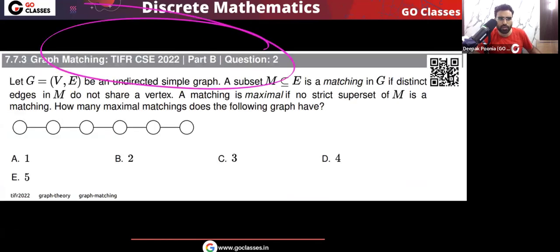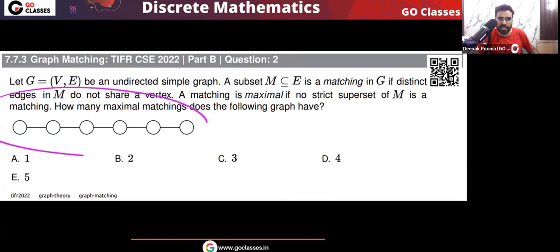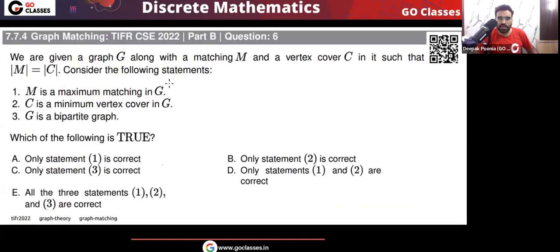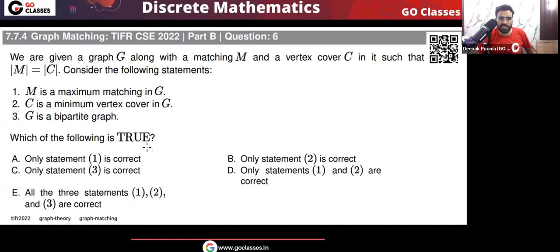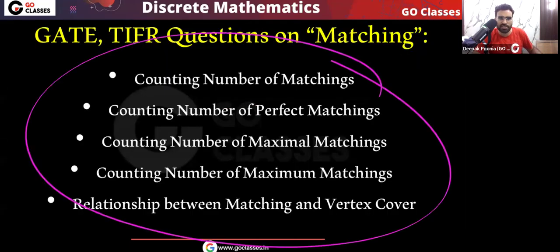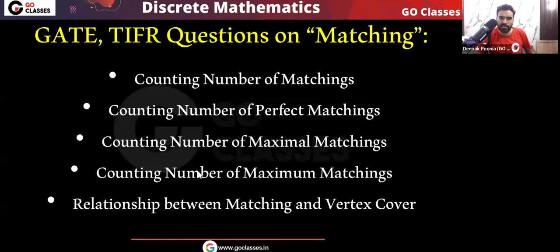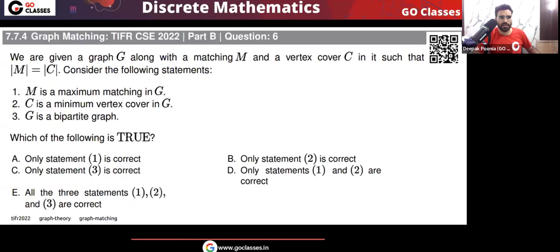You can see this is a TIFR 2022 question where they are asking to count the number of maximal matchings in a path graph. Also, this is a TIFR 2022 question which is related to the relationship between vertex cover and matching. I hope you understood that these types of questions have been asked from matching in the GATE and TIFR exams. So let's solve all these questions one by one.